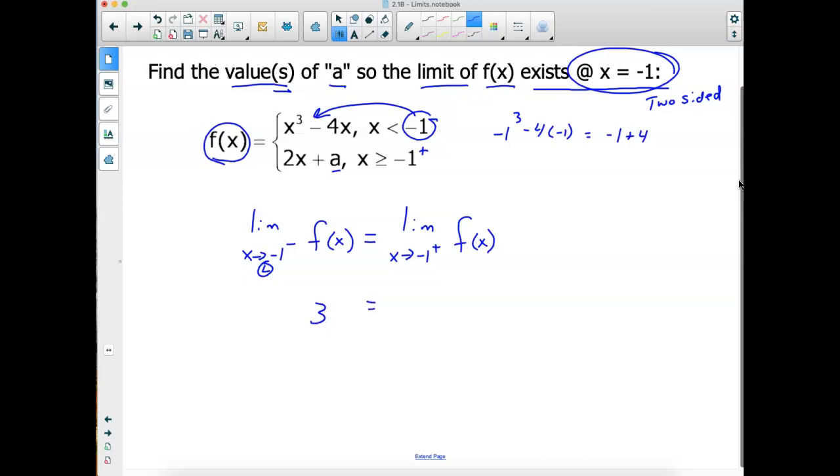Well, what is my right-sided limit? I find my right-sided limit by plugging negative 1 in for x. Only x, so that comes in there. So I have negative 2. No, I don't. I have positive. I have 2 times negative 1 plus a. Well, that means my right-sided limit would be negative 2 plus a.